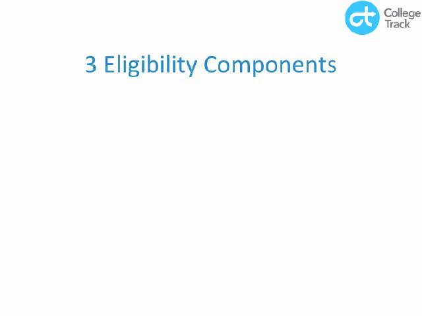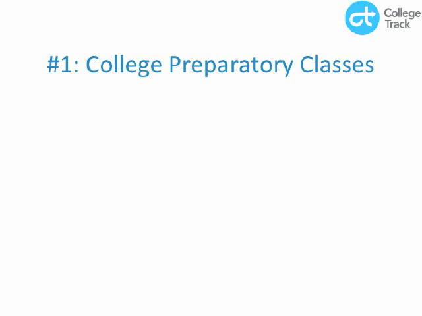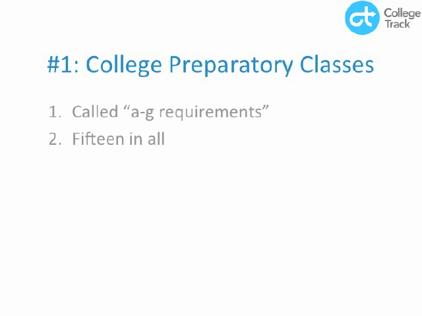There are three eligibility components: college preparatory classes, a weighted high school GPA, and standardized test scores. We'll talk more about each of them now. College preparatory classes. These are called your A through G requirements. They are a list of 15 college preparatory classes that you'll need to take before high school graduation. You'll need to take 11 of them before your senior year.